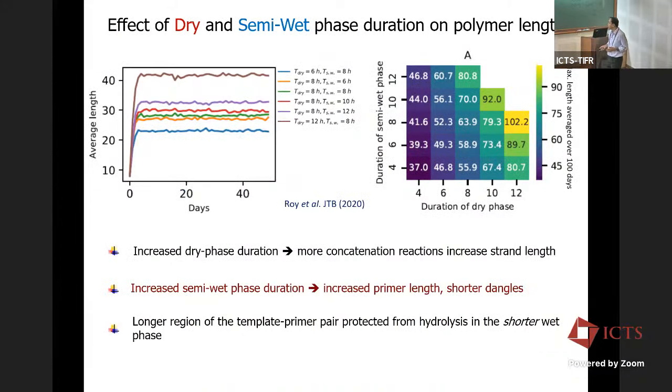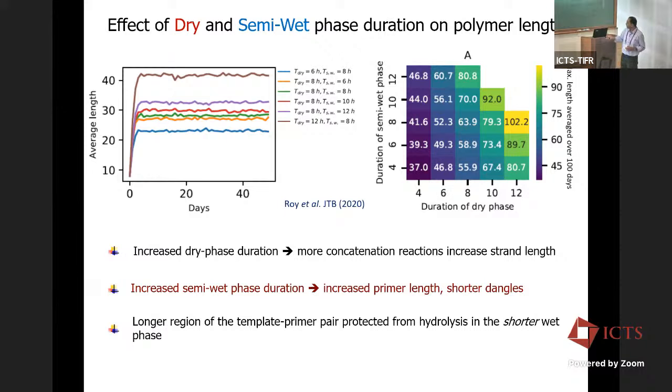So we started with a population of just nucleotides and monomers, and we used rates which were derived from experiments to try and find out how long a polymer we could produce through these 2 processes of concatenation and template-directed polymer extension, and how that depends on the duration of the dry, semi-wet, and wet phases.